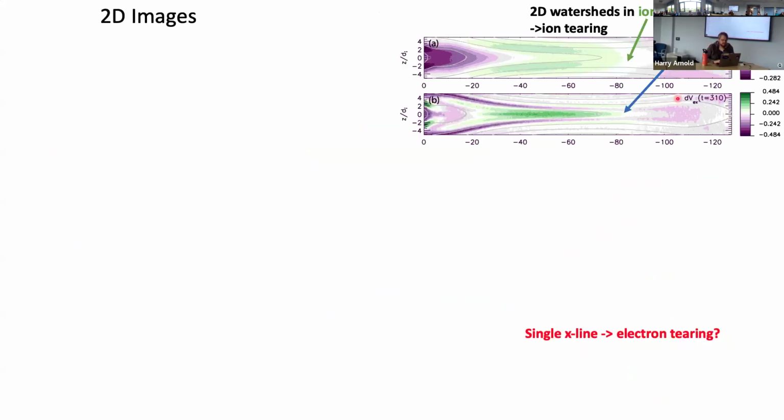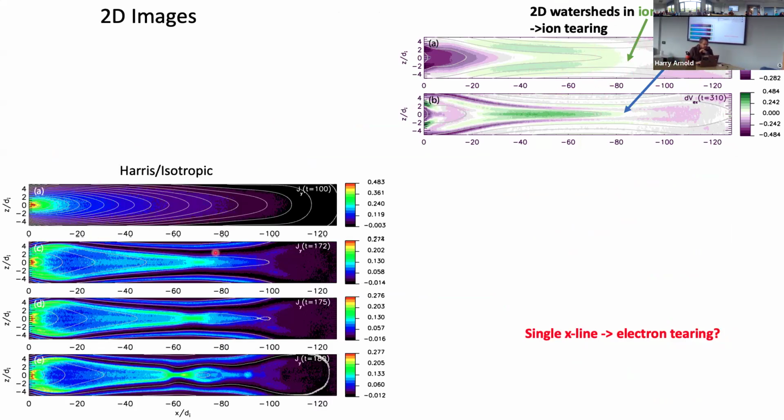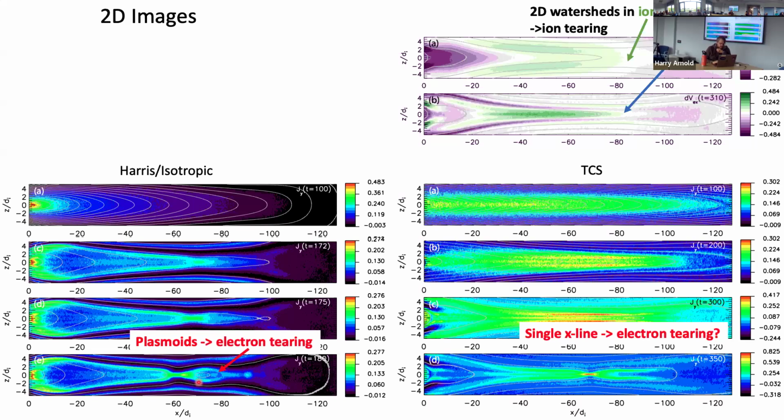And you can actually see that a little bit better in this 2D image here. This is showing the ion watersheds, the electron watersheds. But this is basically suggesting, since it's happening on this larger scale or ion scale effect, that this is ion tearing prior to reconnection. So in the Harris case, you still get this watershed, but eventually you do get reconnection, and then you can even see multiple X lines suggesting electron tearing. In the thin current sheet case, you end up with just a single X line. So maybe you do get a little bit of electron tearing there, but all in all, this thin current sheet appears to be more stable than the Harris current sheet.